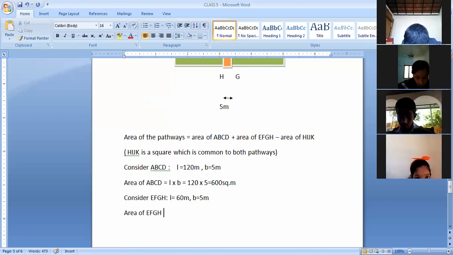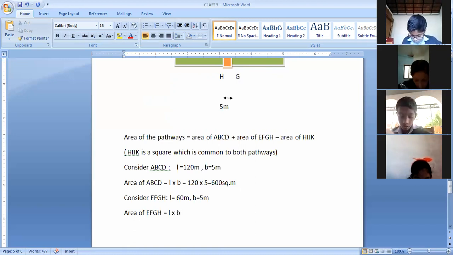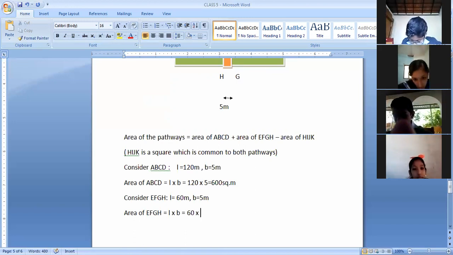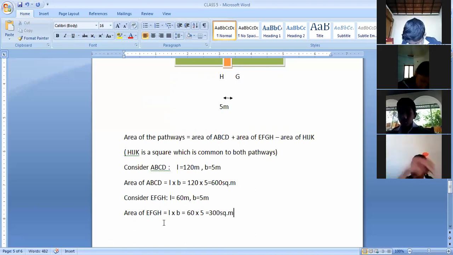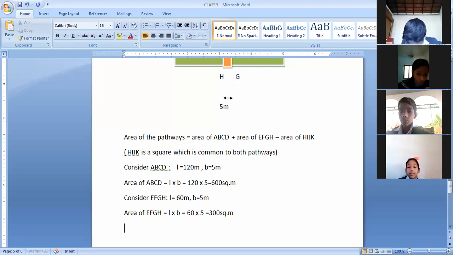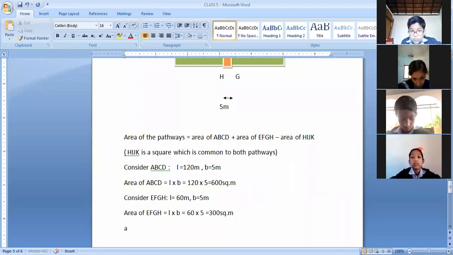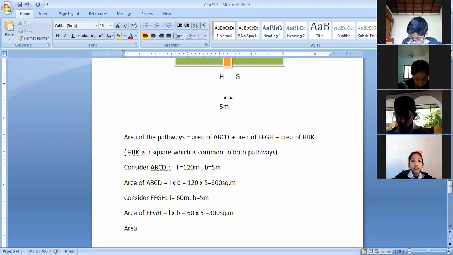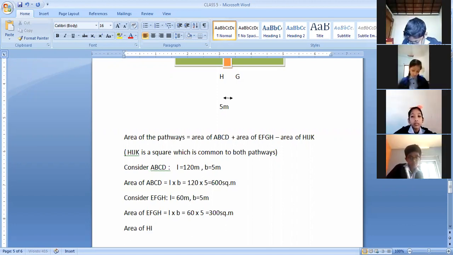Now, area of EFGH. What is the area of EFGH? 300 square meter. That is 60 into 5. Very good. 300 square meter is the area of EFGH. Clear? So one more area we need to find. What is that piece that we have to find the area of? HIJK, which is a square.